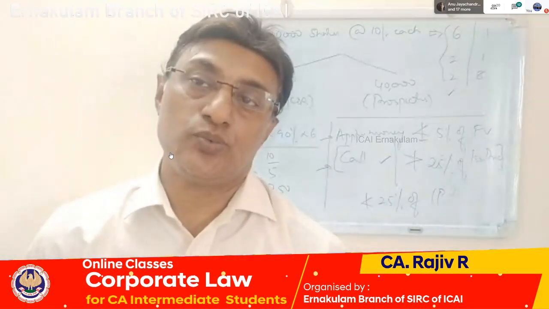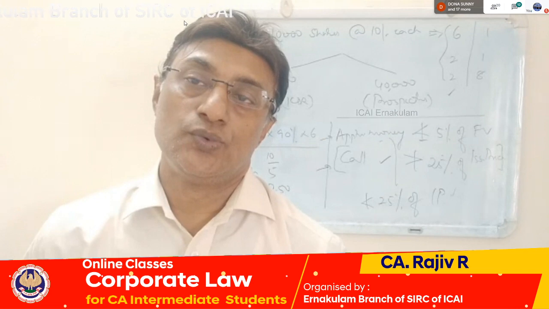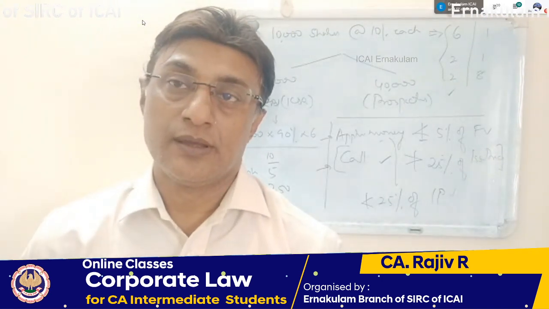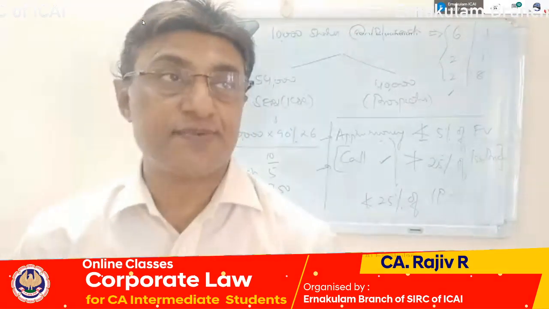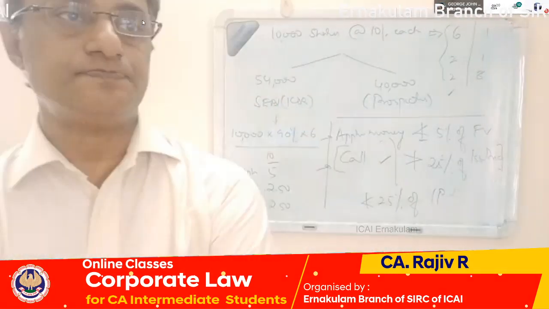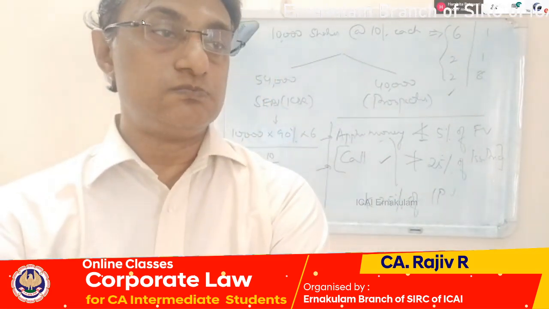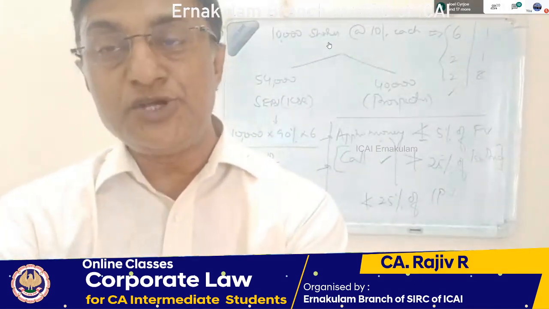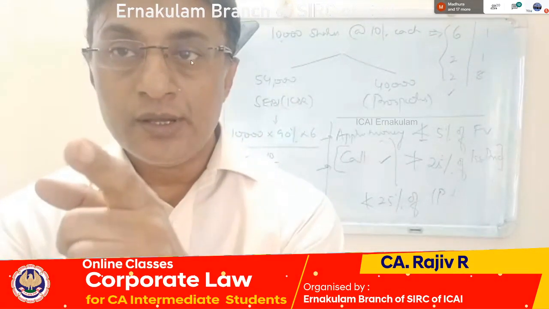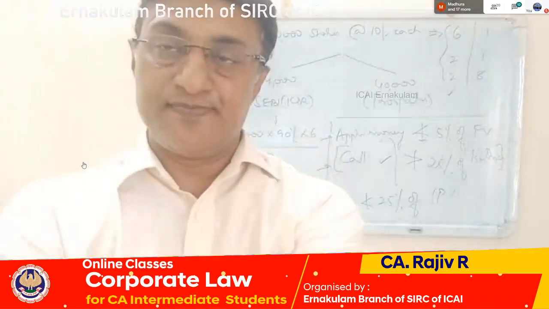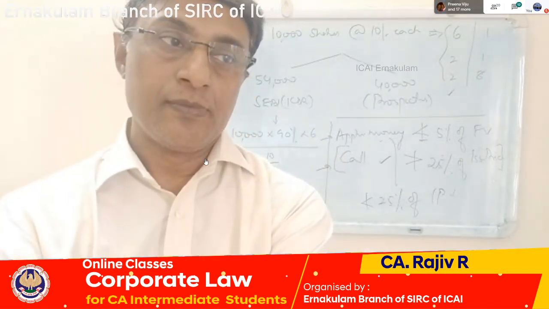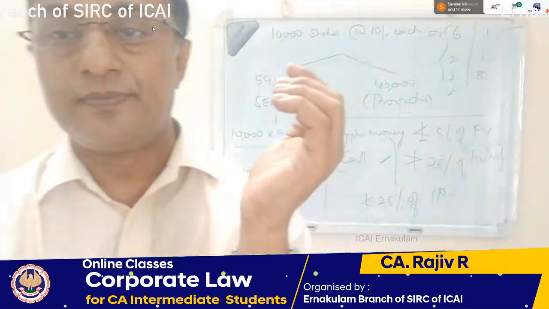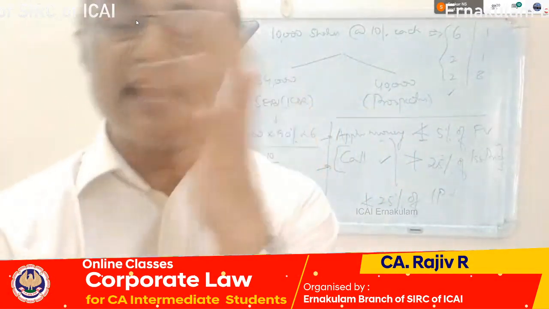5% of the face value, hyphen Companies Act. Or B, 25% of issue price. Issue price is always face value plus premium. B, 25% of issue price. Hyphen ICDR regulation.